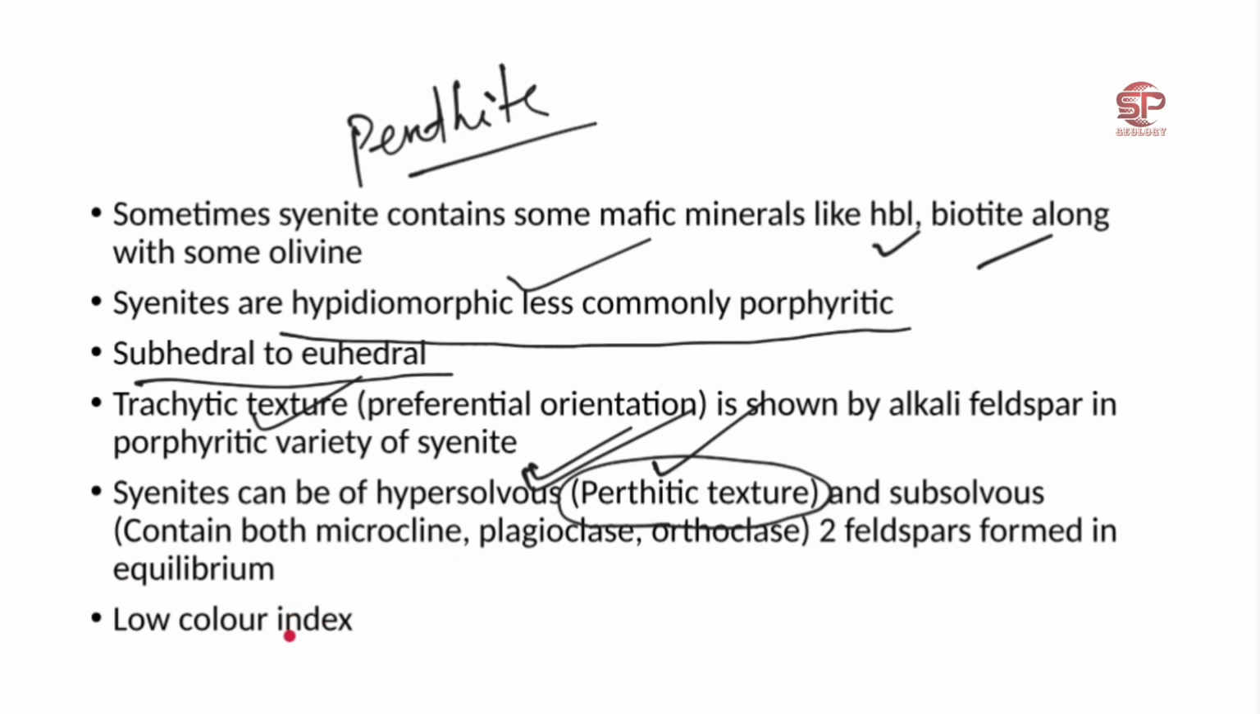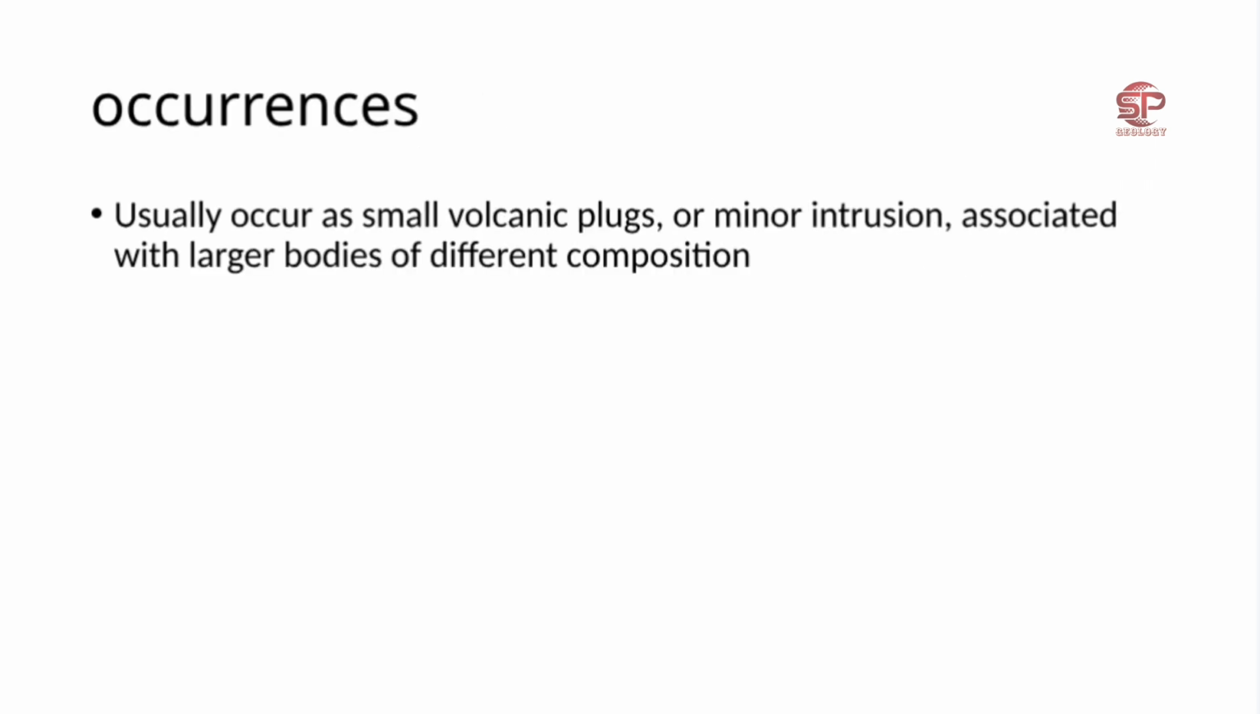These syenites have a low color index, that means they are more melanocratic in nature. They usually occur in volcanic plugs and minor intrusions associated with larger bodies of different composition, and of variable composition. So this is the occurrence of syenite.